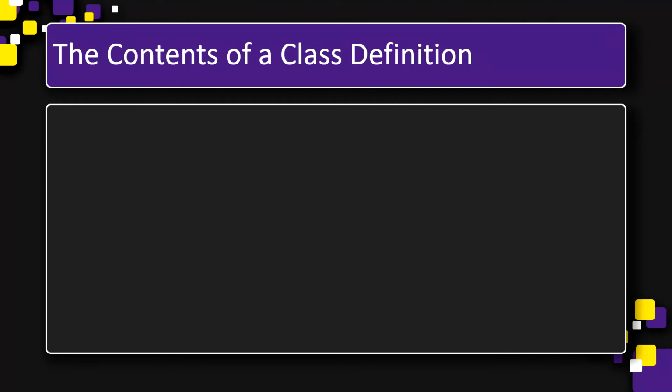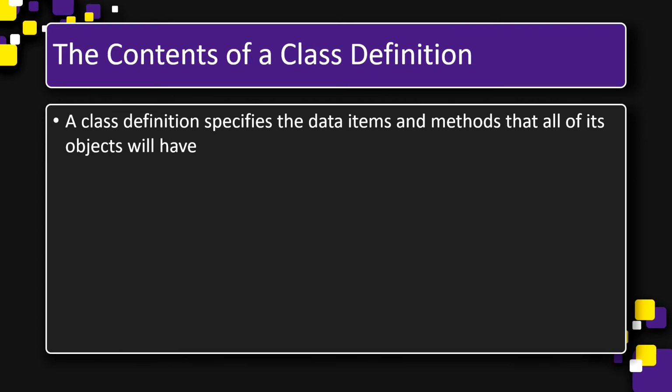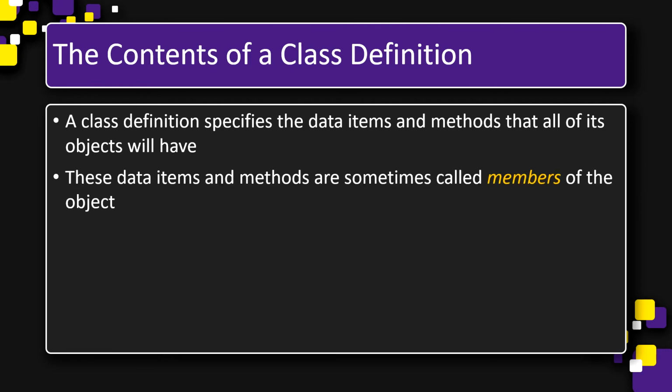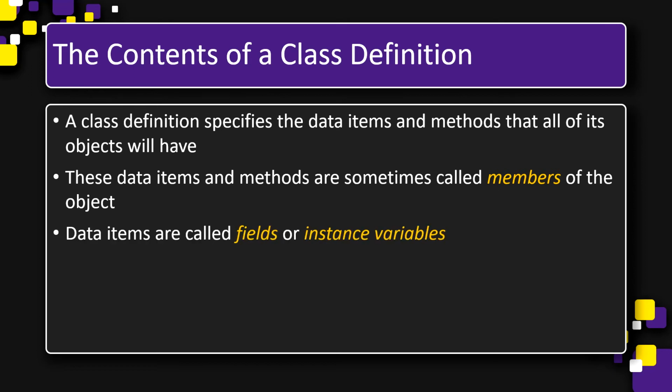Now, the contents of a class definition. A class definition specifies the data items and methods that all of its objects will have. And these data items and methods are sometimes called members of the object. So in other words, we have data members and methods that are members of the object or of the class. Data items are also sometimes called fields or instance variables. You'll hear instance variables quite frequently from me, as well as in your book and other sources when you look up how to do things in Java.